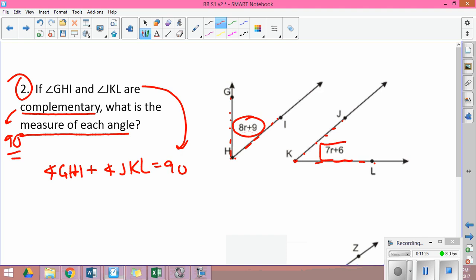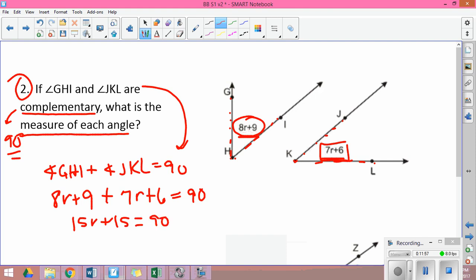Well, now I have some expressions of how big these angles are, so I can replace those. I can say 8r plus 9. That's how big GHI is. And I'm going to add 7r plus 6. That's how big JKL is. And that equals 90. And now suddenly I'm back to an Algebra 1 problem that I can easily solve. So I'm going to combine my like terms: 15r plus 15 equals 90. I'm going to subtract 15 from both sides, so I have 15r is equal to 75. Divide both sides by 15, and r is 5.